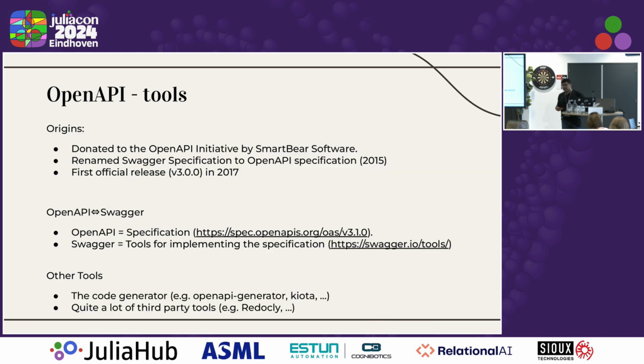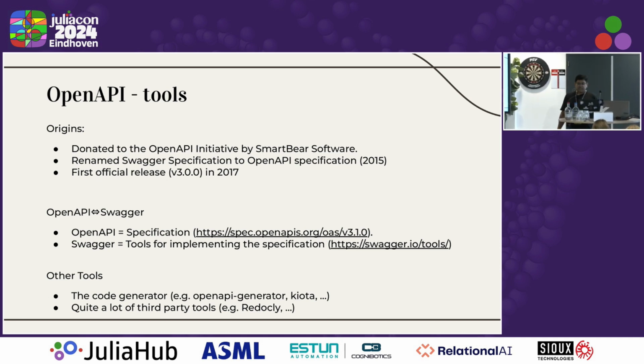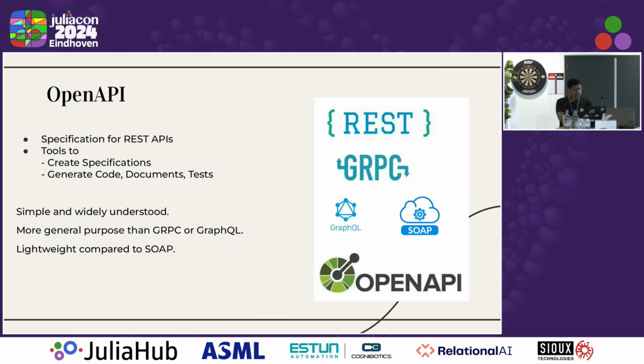OpenAPI also has a set of tools. So when we say OpenAPI, we mean the specification and also the tools around it. The most popular tools are probably the tools from Swagger, because they were the initial creators of the spec, and they contributed the spec to the OpenAPI initiative. But now there are a lot of OpenAPI tools available. So there are very good ones also around. So to summarize, OpenAPI is the specification and the tools around it.